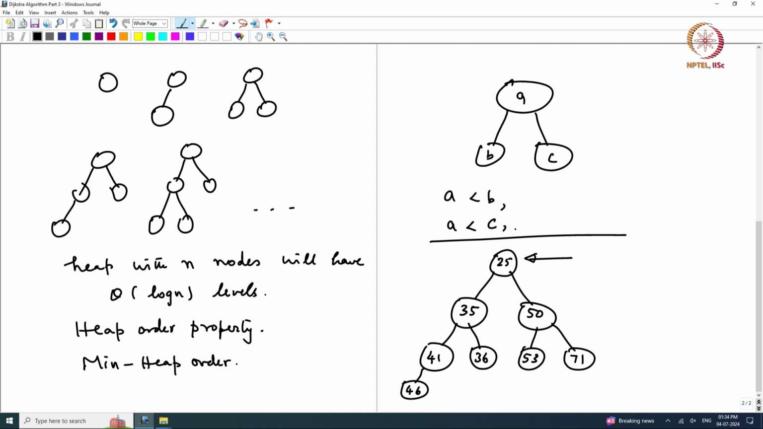This property must be satisfied. Only then you can do the following operation. Find min is very simple, just to read the root value, that is the minimum.